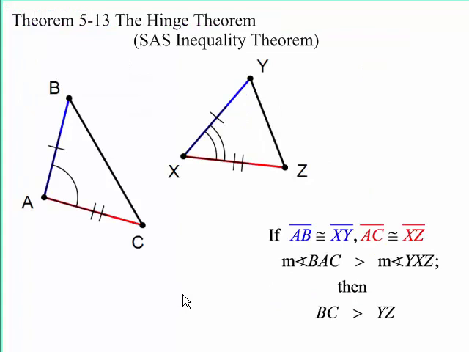So the side-angle-side inequality theorem, or the hinge theorem, is saying that if we have AB congruent to XY, and AC congruent to XZ, then this included angle in between those two matching pairs of congruent sides, if angle A is larger than angle X, then the side opposing angle A, line segment BC, has to be longer than line segment YZ.